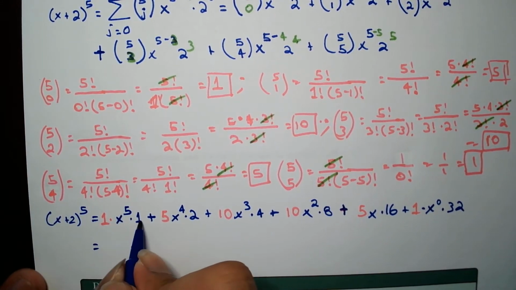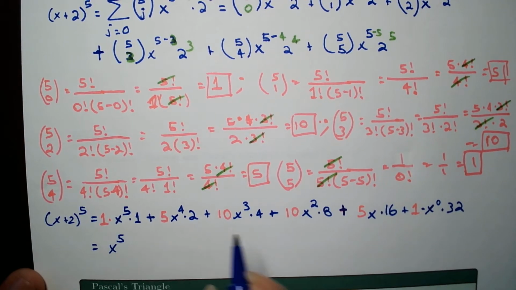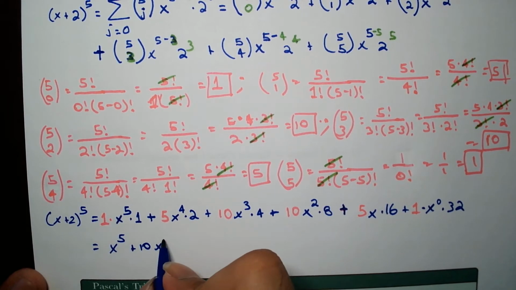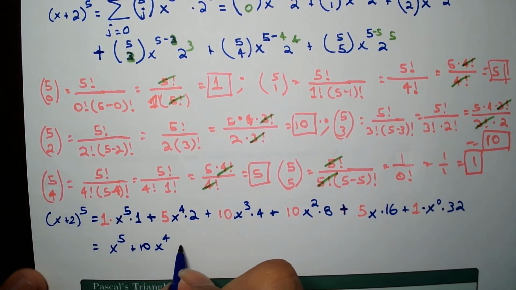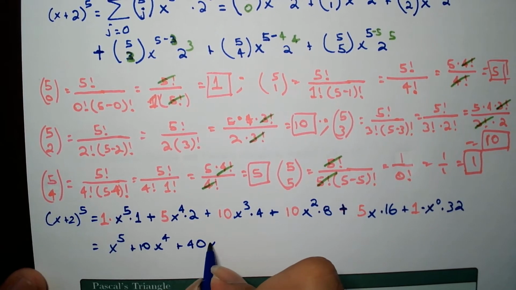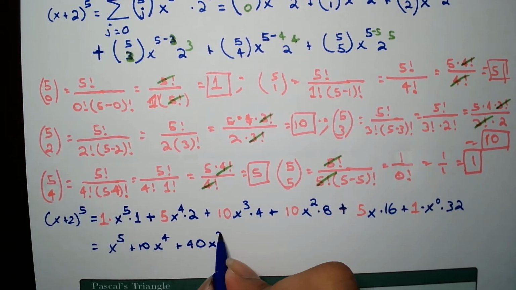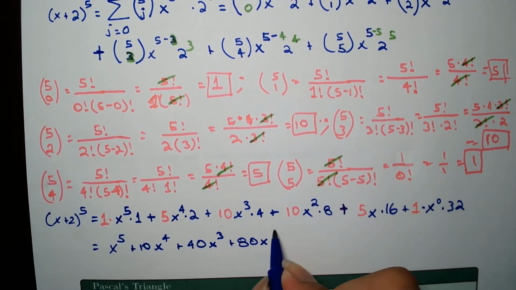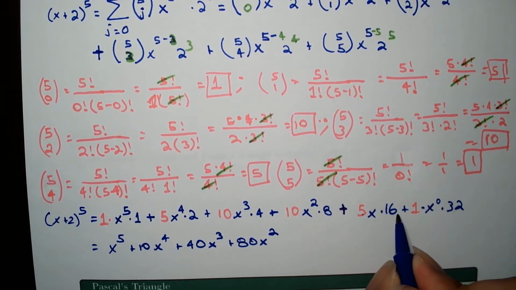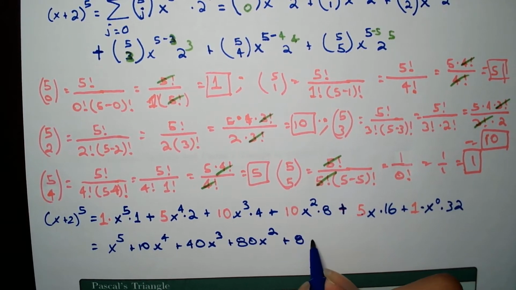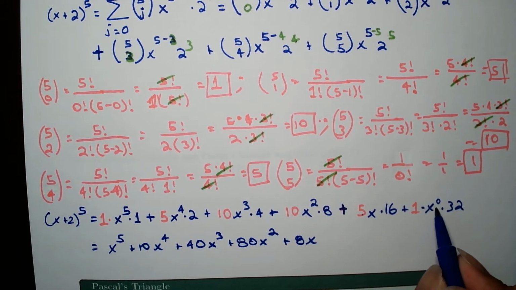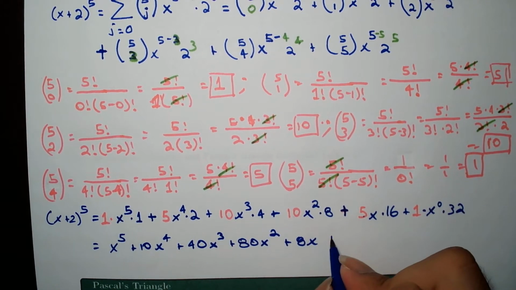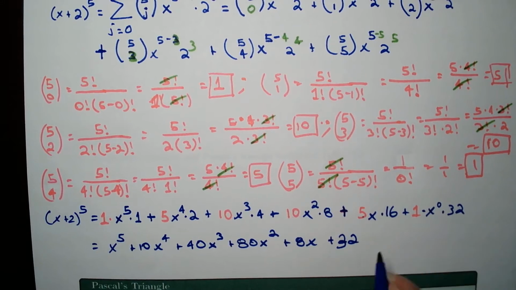So that's 1 times 1, which is 1 times x to the 5th. 2 times 5, which is 10, x to the 4th power. 4 times 10, that's 40, x cubed. And then 10 times 8, that's 80, x squared. 5 times 16, that's another 80, but times x to the first. And then x to the 0 power is 1 times 1, that's 1 times 32, that's plus 32. And that's the final answer.